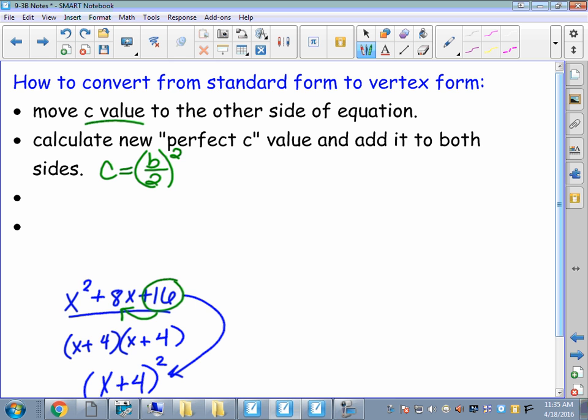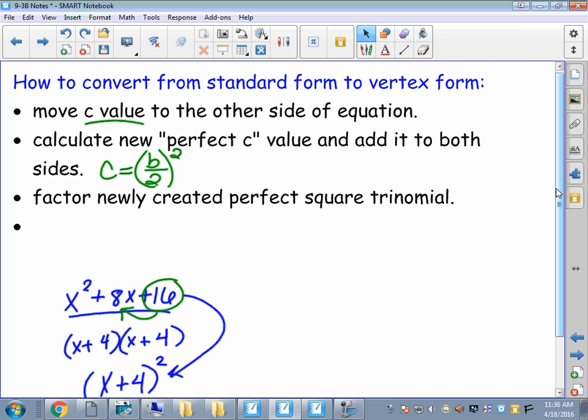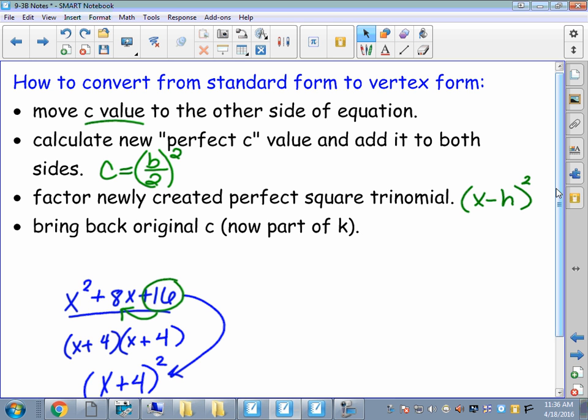And the whole reason we bring in this value is it'll create a perfect square trinomial. And so when you factor the newly created perfect square trinomial, we're going to get the x minus h squared that we were looking for. That's what brings in that quantity squared that we need. And after we get that wonderful quantity, we're going to bring back the C value that we threw out. We're going to bring it back, and it's going to become part of K. It won't necessarily be K. It'll change its value, and you'll see how that works.